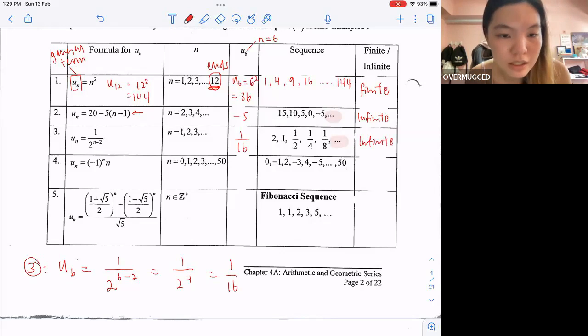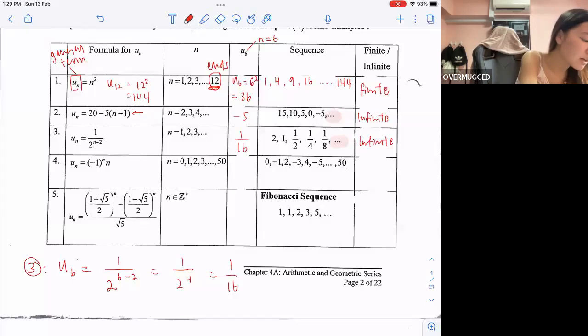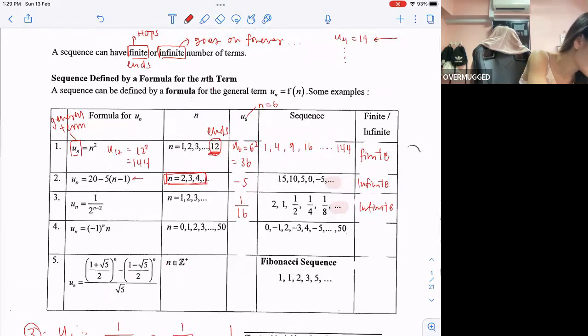I have a question. So U1 of sequence 2 is undefined, right? Yes. Why? Because you see over here, we say that the sequence only exists from n equals 2 onwards. So if I put U1, it will not be included in the sequence. This is for sequence number 2.